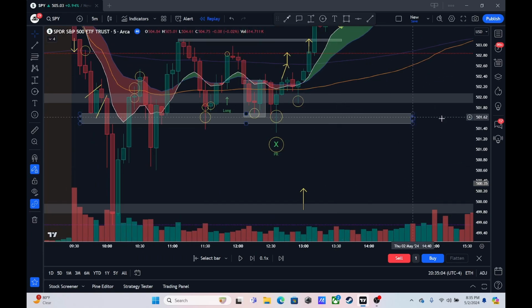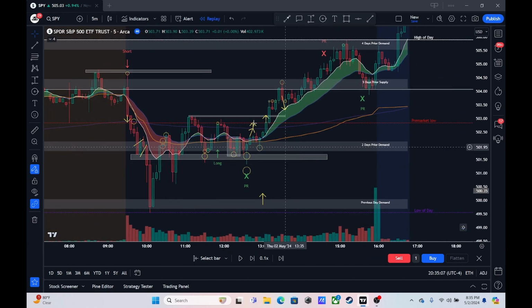So that is a quick review of the 5-minute chart today. Some pretty interesting price action. It could be a little bit tricky. Best signal was a short signal at open, of course, and then this was a beautiful PR to catch the reversal here at the end of the day, as well as after the lunch hour.